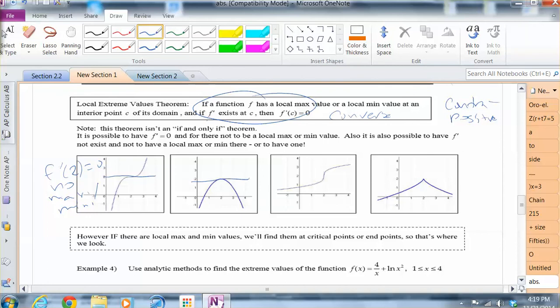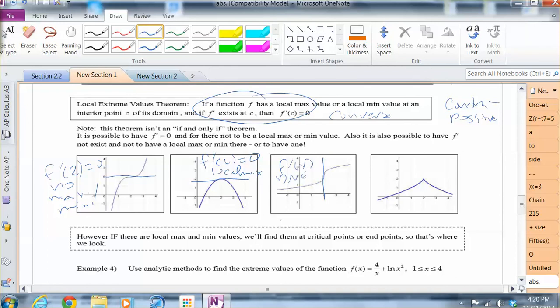Here, f prime of 2 equals 0. Now this definitely is a local max. Actually, it's also an absolute max, but we can call it a local max. Sometimes those terms could be interchangeable if your local max happens to be an absolute max. Yes, we have a local max, and the derivative there is 0. Now here we have something that's undefined because that's a vertical tangent line. So f prime of x does not exist.